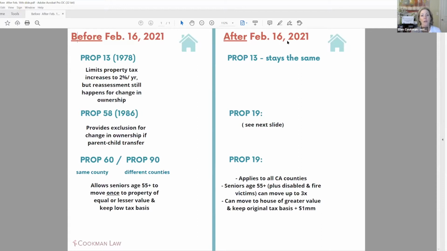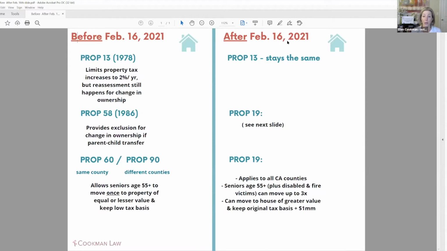Now, what Proposition 13 said, which was very popular and was passed in 1978, is that you're not to reassess a property for property tax purposes unless there's a change in ownership. So as you own a property, and I know many California property owners right now are very happy about this, your property taxes go up just a tiny little bit each year. They're not allowed to be increased more than 2% a year. So that's the baseline for Prop 13.